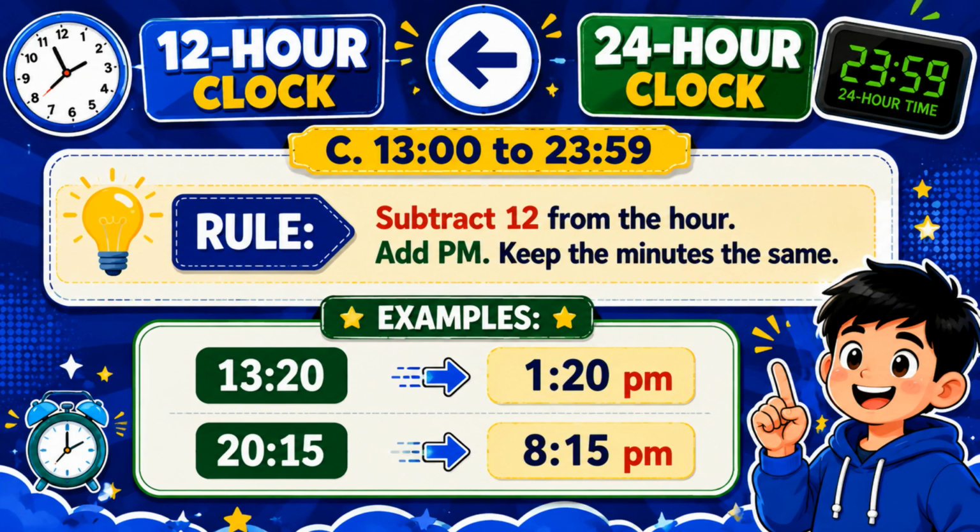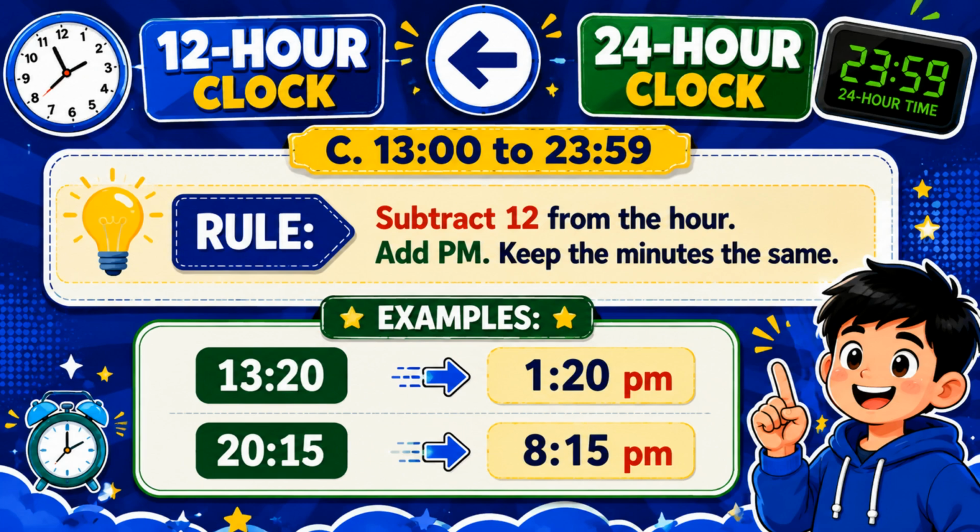Let's learn the third and final rule for converting 24-hour time to 12-hour time. This rule applies to times from 1300 up to 2359. Here's the rule. Subtract 12 from the hour, add PM, and keep the minutes the same. Let's look at the examples.